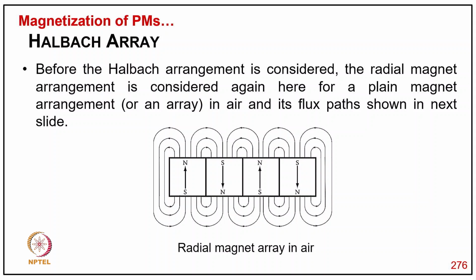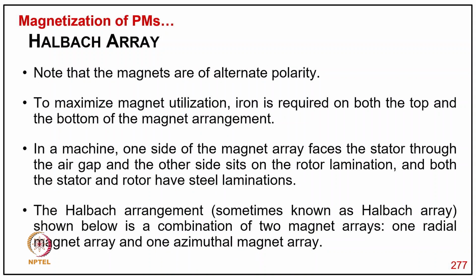You can see a radial magnet array in air. Before the Halbach arrangement is considered, the radial magnet arrangement is considered again here, as a plain magnet array in air, and its flux path is shown in the next slide. Note that the magnets are of alternate polarity. For magnet utilization, iron is required on both the top and bottom of the magnet arrangement. In the machine, one side of the magnet array faces the stator across the air gap, and the other side the rotor lamination. Both stator and rotor have a steel lamination.